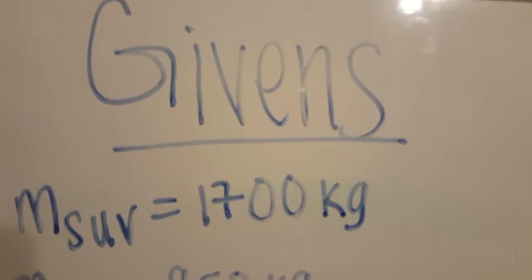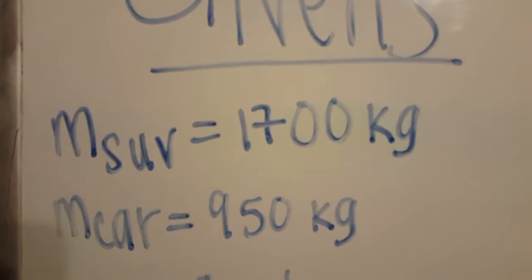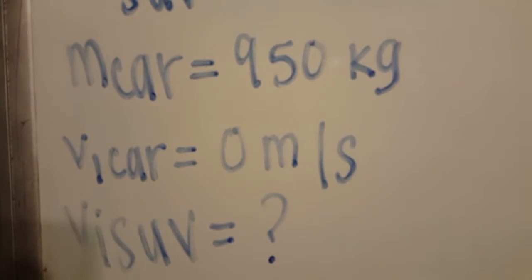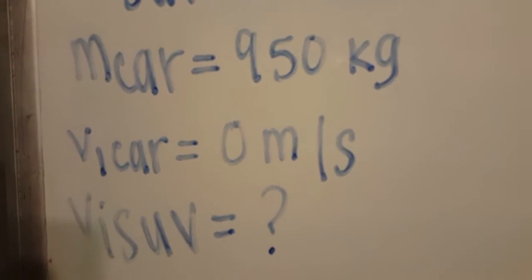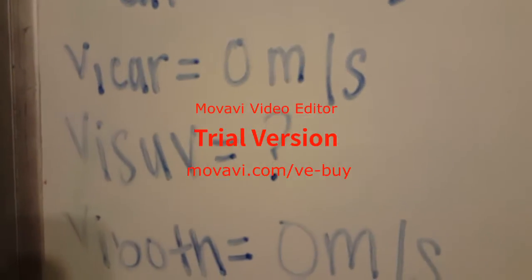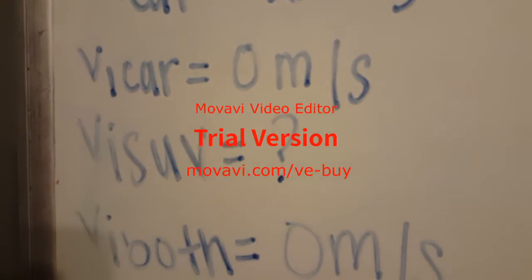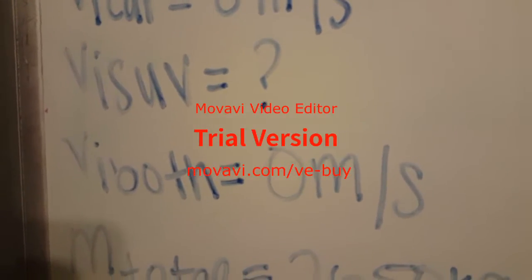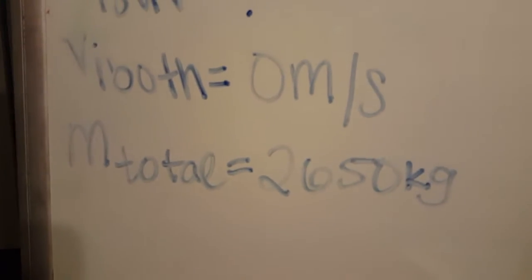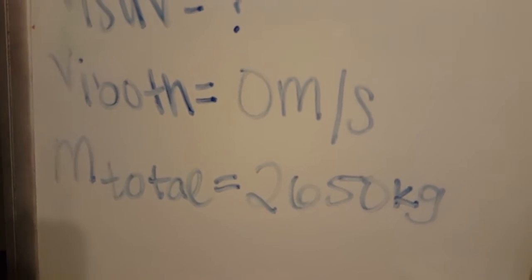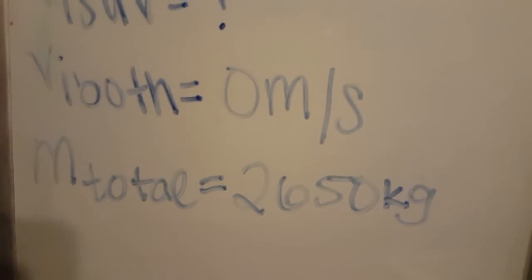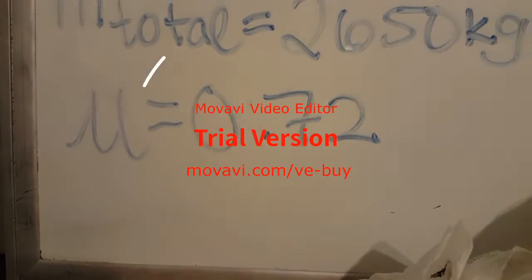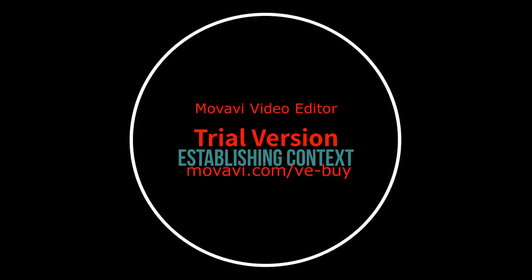After, we should write our givens. Our first given is the mass of the SUV. Our second given is the mass of the car. The initial velocity of the car was 0 meters per second, since it was already stopped at the red light. We are trying to find the initial velocity of the SUV. The final velocity for both cars is 0 meters per second. The total mass for both cars is 2,650 kilograms. And lastly, we know the mu, or the coefficient of friction, of 0.72.